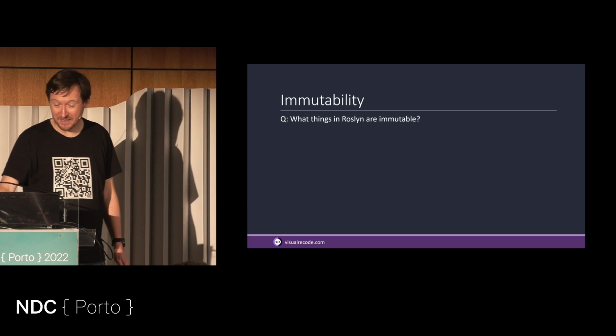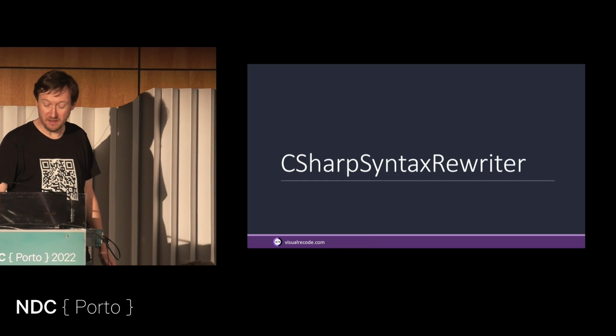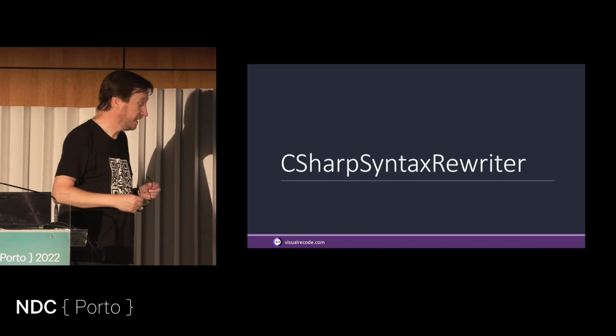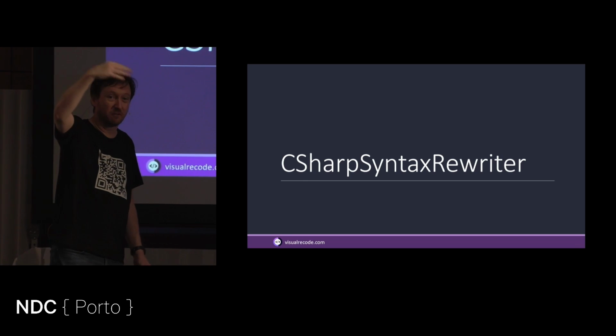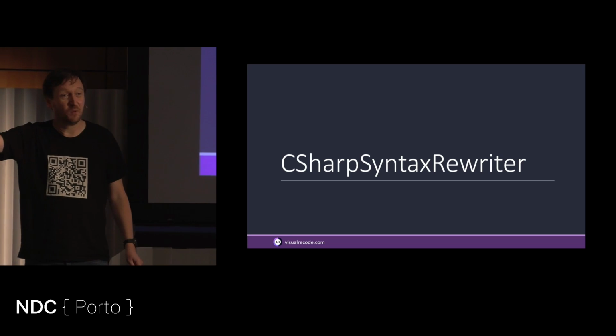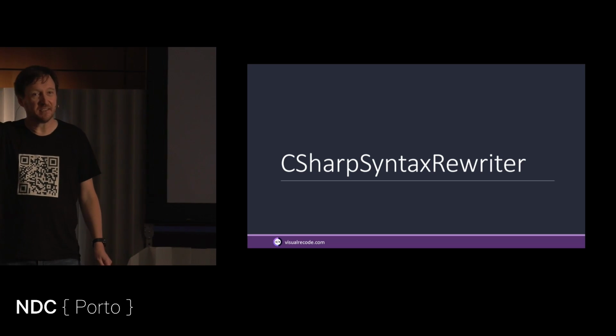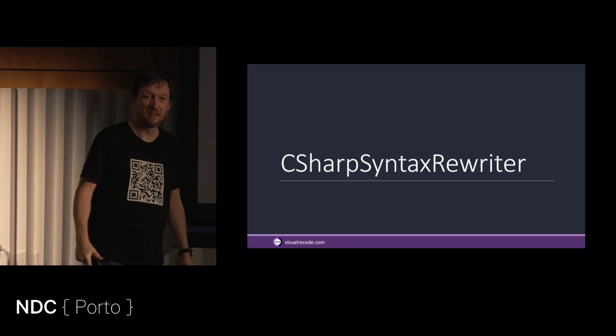Okay, so yes, what things in Roslyn were immutable? Everything. Solutions, projects, documents, syntax nodes. So you think if you've got like a 1,000-line class and you want to go through and replace every syntax node in there that is a string with a new syntax node that is basically that syntax node but now with .ToUpperInvariant tacked onto the end of it.